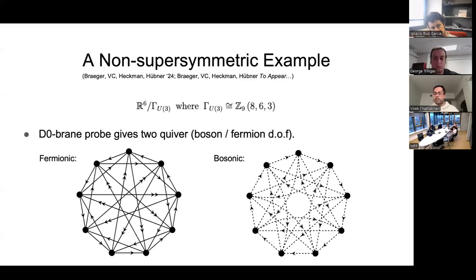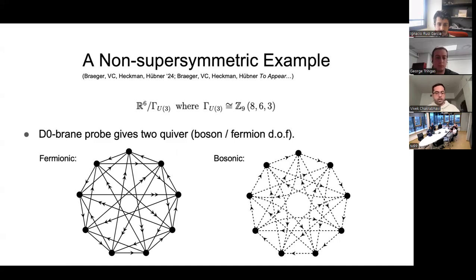What about if I look at now a more nasty non-supersymmetric example? In particular, I'm picking this kind of crazy example of a Z9 with weights 8, 6, and 3. And the reason why is, one, because it's non-supersymmetric, and also two, because there are additional fixed points in this example. And so you might expect orbifold homology to get additional contributions that singular homology does not see.